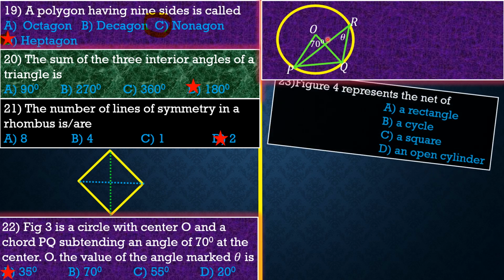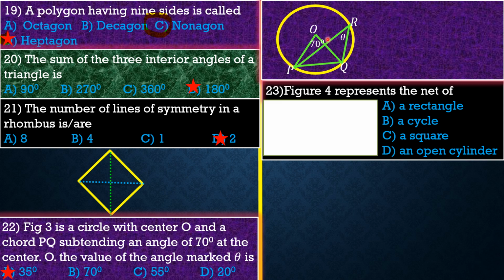Question 23 reads that figure 4 represents the net of A, rectangle, B, a circle, C, square, D, an open cylinder. Now guys, when you look at it very well, a rectangle, keep in mind that they are talking about the net of something, not that something actually, because this shape, as you can see, guys, is a rectangle, right? But they're talking about its net. So guys, the net is simply gotten by releasing that figure.